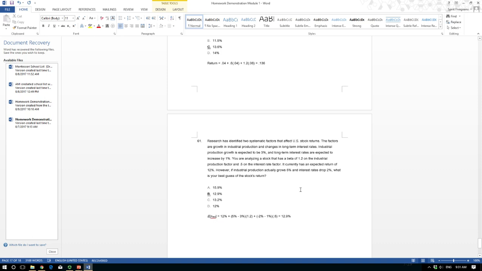Number 61. Research has identified two systematic factors that affect U.S. stock returns: growth in industrial production and changes in long-term interest rates. Industrial production growth is expected to be 3%. Long-term interest rates are expected to increase by 1%. You're analyzing a stock that has a beta of 1.2 on the industrial production factor and 0.5 on the interest rate factor. So here you have another two-factor model with interest rate and industrial production as two return factors, and coefficients on those factors. Do you have the risk-free rate of return? No, but you can circumvent it.